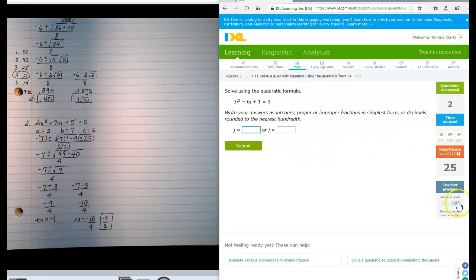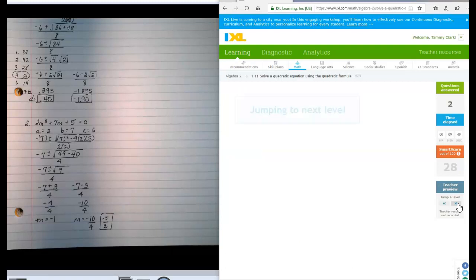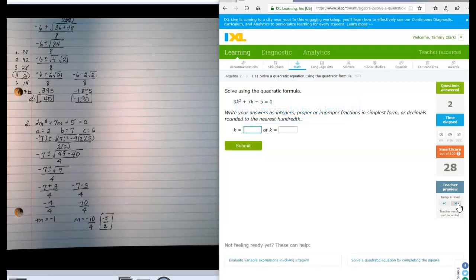What I'm going to do in the interest of time, because you see that these can take quite a while, is go ahead and skip to the next problem. And I'll be right back.